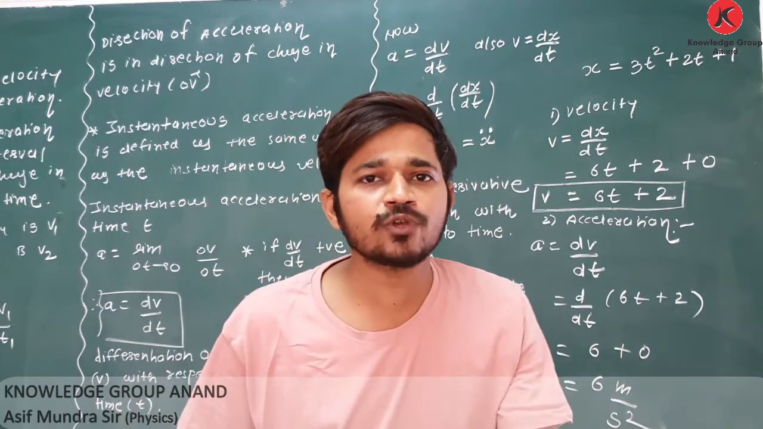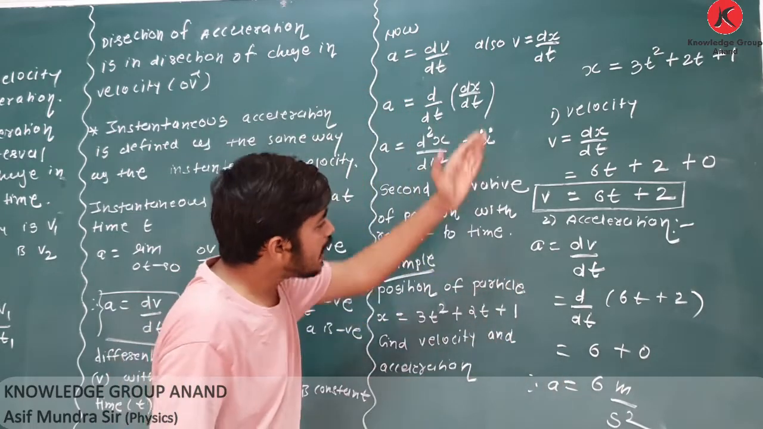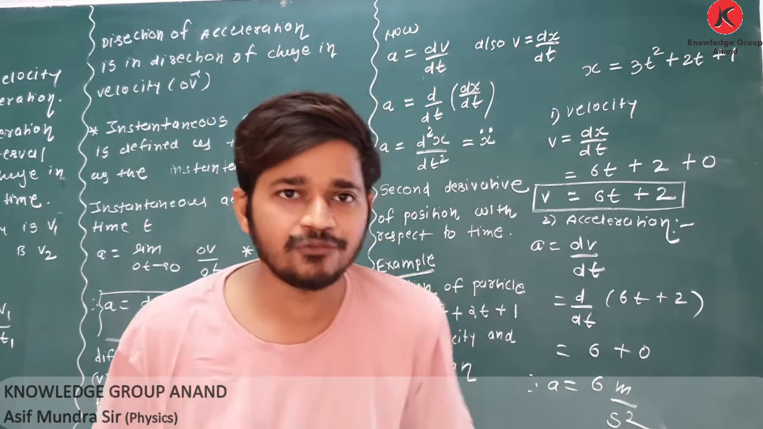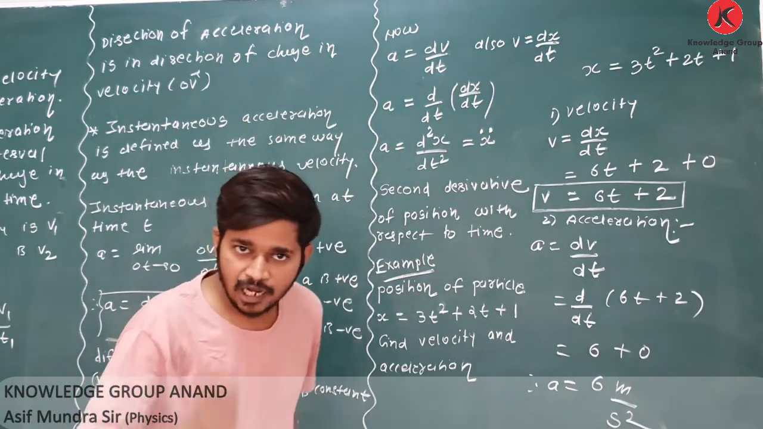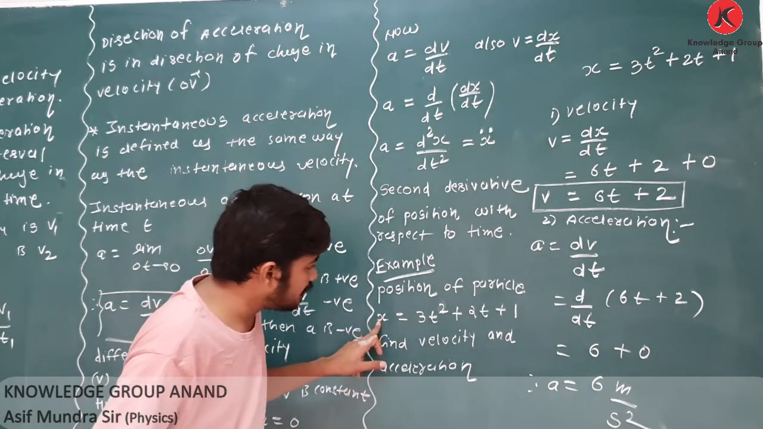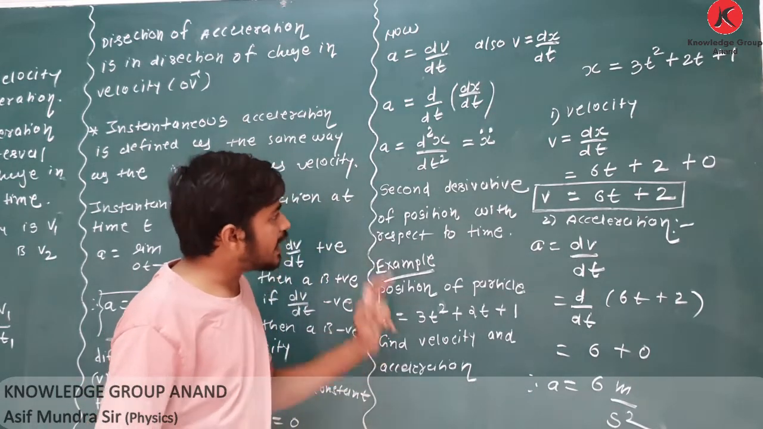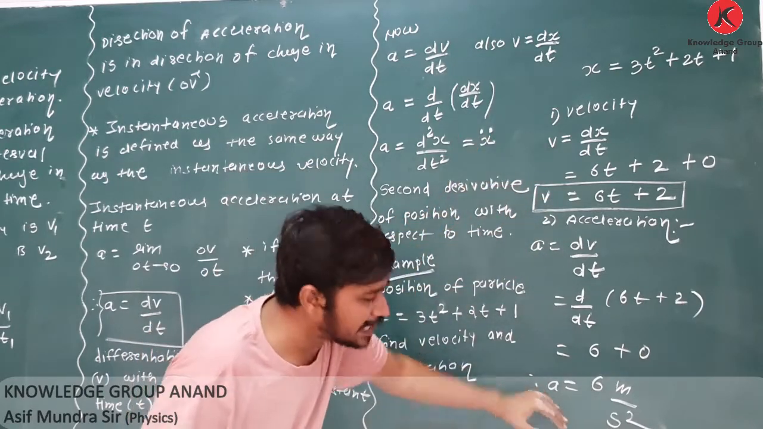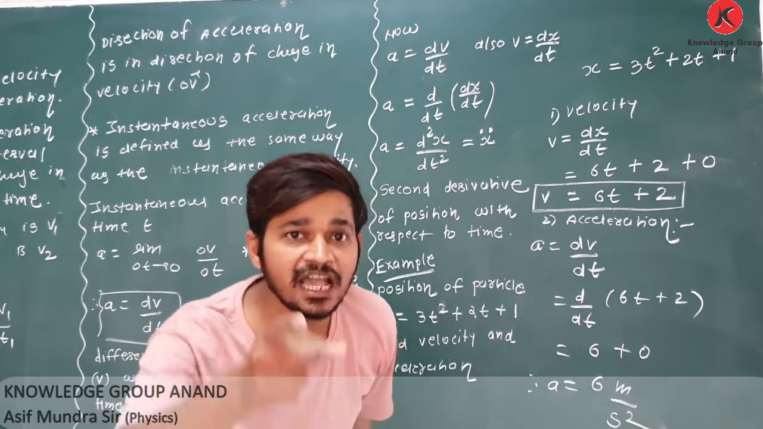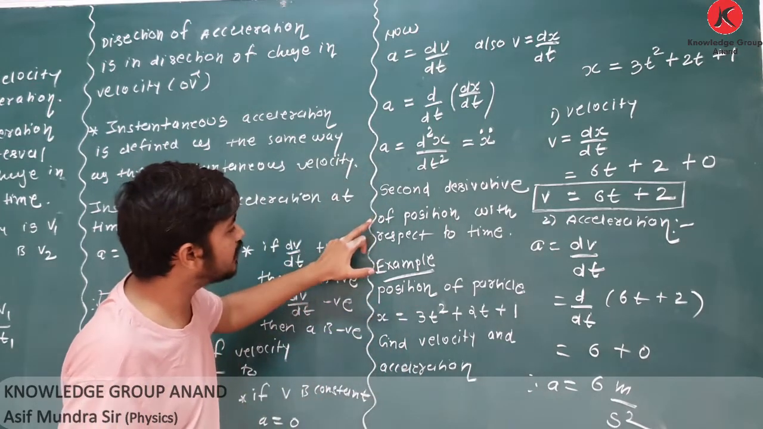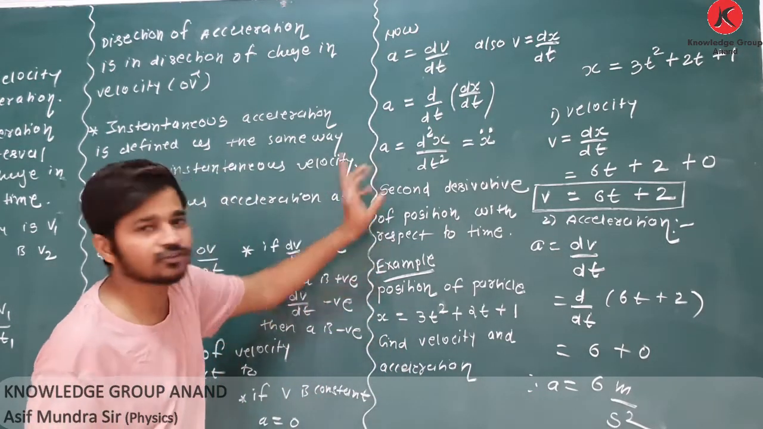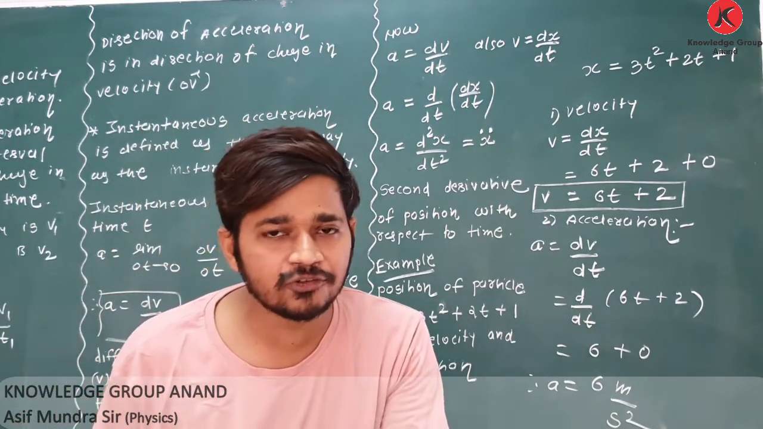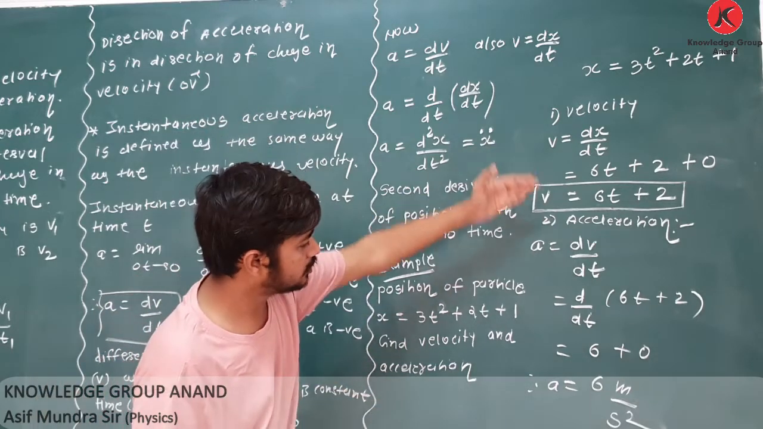So this is how you can find velocity, and from velocity you can find acceleration. See, remember, if you are given position, if you differentiate the first time, you will get velocity. If you differentiate the second time, you will get acceleration. That's why the second derivative of position with respect to time is called acceleration. Clear?